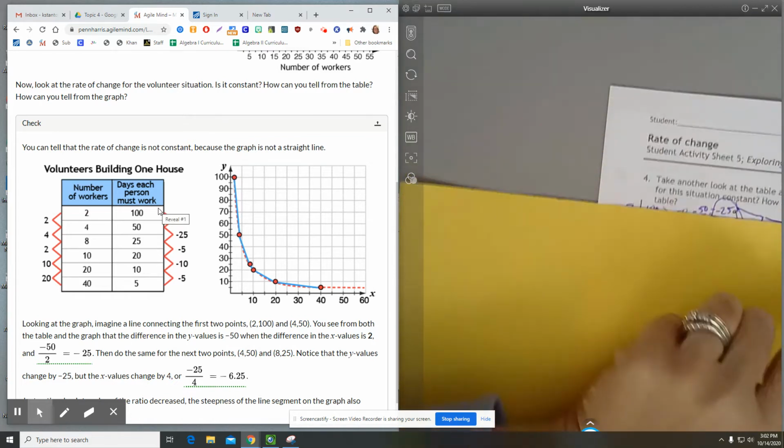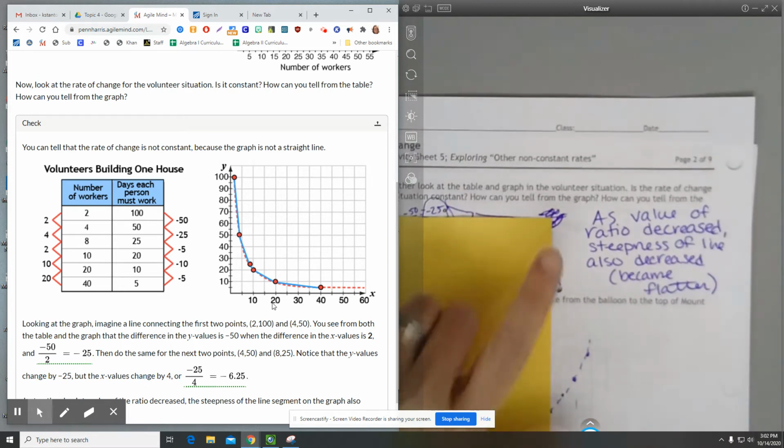How can I tell just by looking at the graph? Well, look at the graph over here. I'm seeing that as the value of the ratio decreased, the steepness also decreased, meaning it became flatter. So as my numbers over here decreased, the steepness of my graph also decreased. It became flatter to where it's almost totally flat over here.